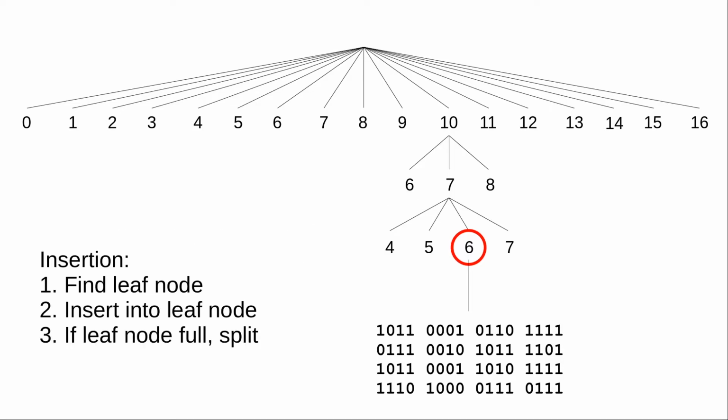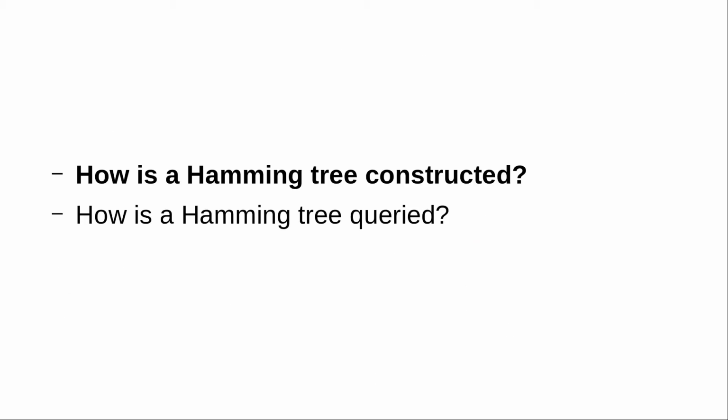Inserting a node into the tree is therefore done by navigating the tree until a leaf node is encountered, inserting the bit sequence into it, and if the number of sequences contained in the leaf node exceeds a set threshold, the leaf node is converted into an intermediate node and its contents are distributed over its children, thereby expanding the tree dynamically. So that is how a Hamming tree is constructed.